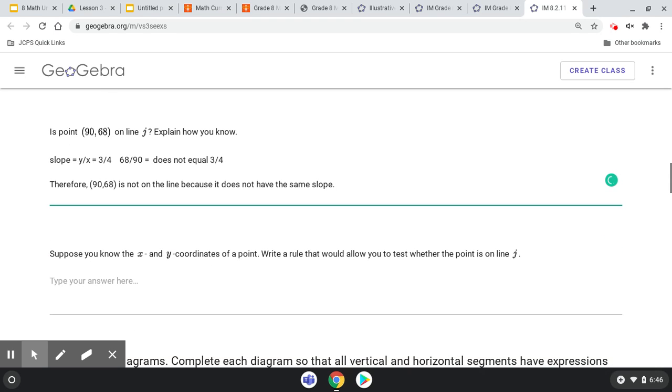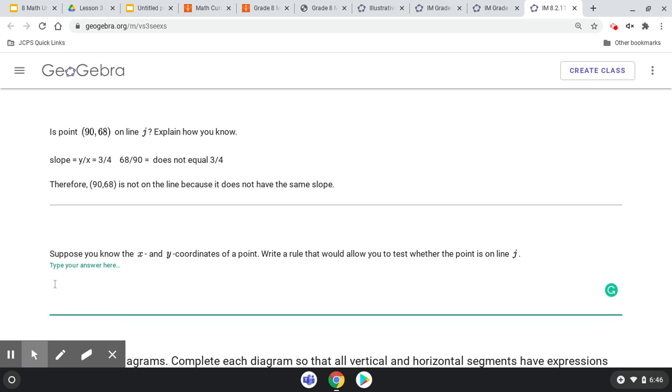So we now get to this last question here. It says, suppose you know the X and Y coordinates of a point, write a rule that would allow you to test whether a point is on line J. So we're making a very specific rule. So what I'm going to put is that the quotient, meaning we're going to divide, of the y coordinate and x coordinate has to be 3/4. It has to, which also means it has to be 0.75. So that would be just a general rule. Okay, so when we're talking about the equation of a line, we're talking kind of about the rule of that line.